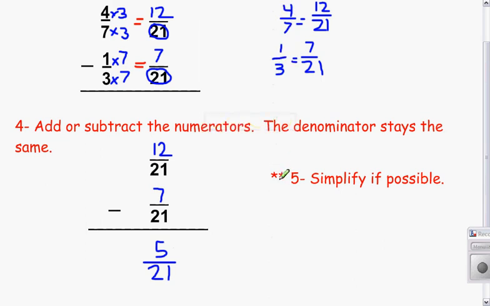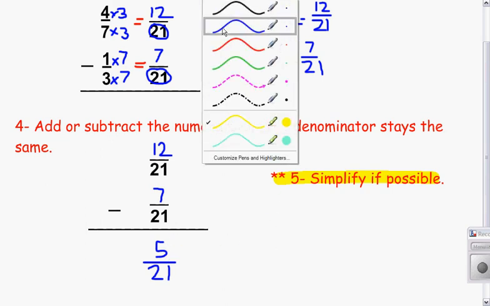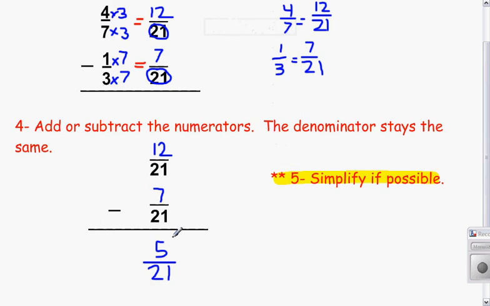But we also want to remember our last step is to simplify. So we have to see if we can simplify 5/21. Is there any number that goes into both 5 and 21 evenly? The only one is the number 1. When that is the case, we know our fraction is already in simplest form.